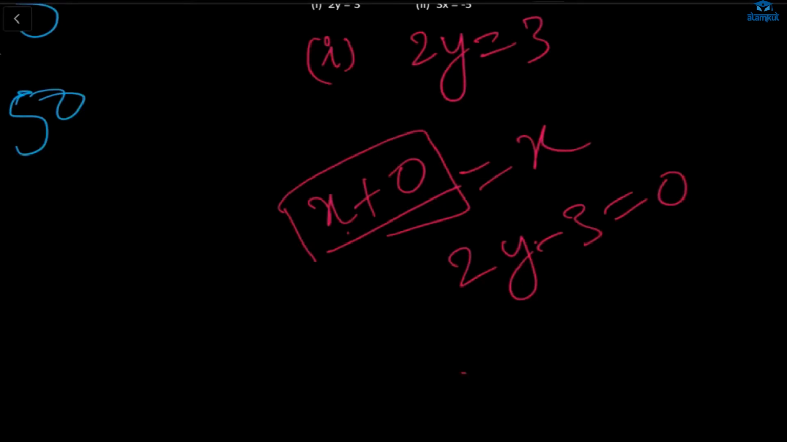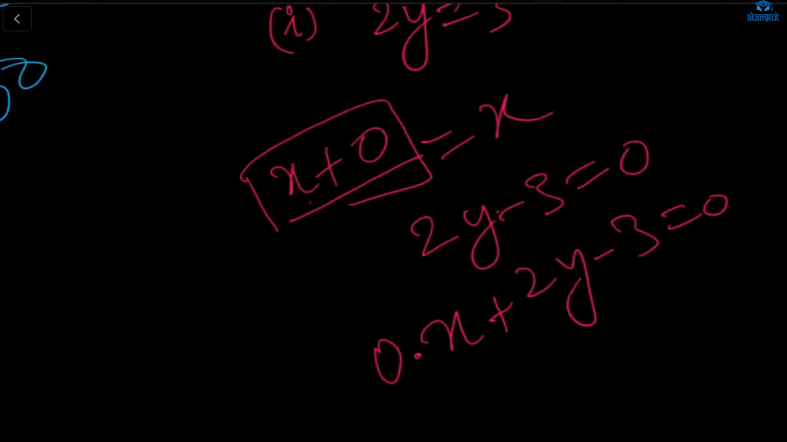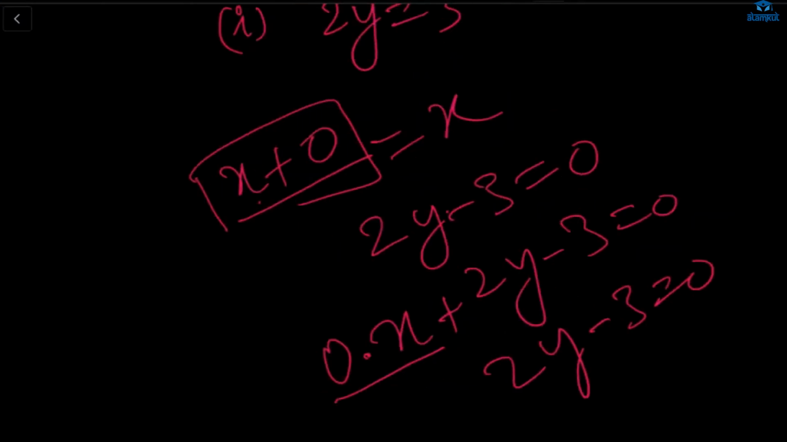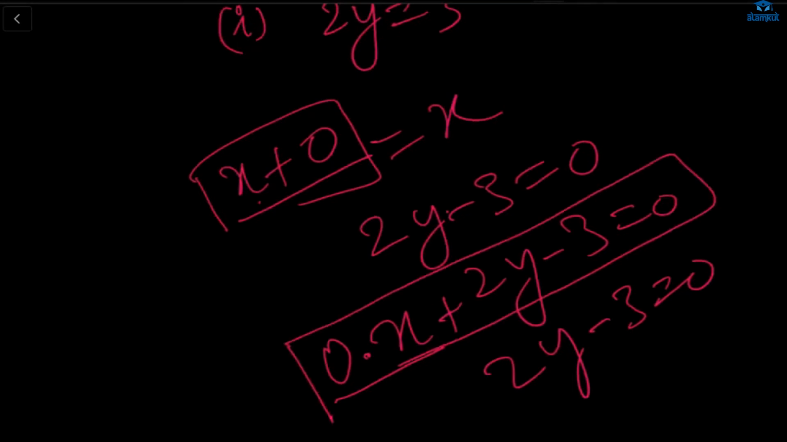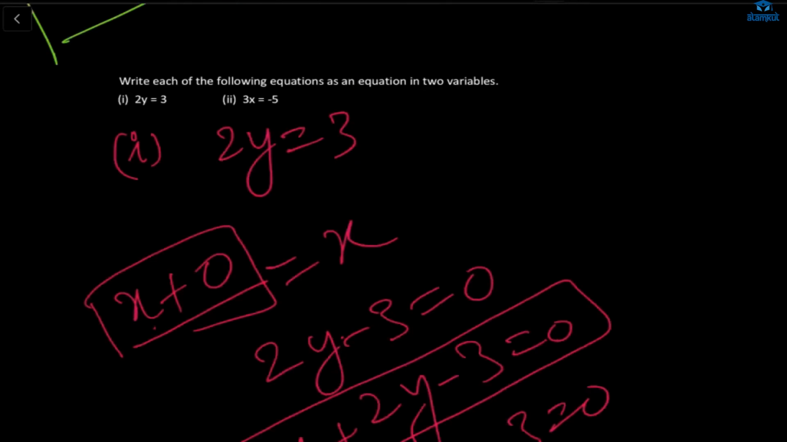If I put x plus 2y minus 3 is equal to 0... you can write that as 0x. Because if I multiply 0 with any number, it will be 0 again. So if I write 0x here, it will not change the equation. This equation is still 2y minus 3 is equal to 0. But now the equation is written in two variables. So I have changed the equation from one variable into two variables. So you have understood how to write a linear equation in one variable as a linear equation in two variables.